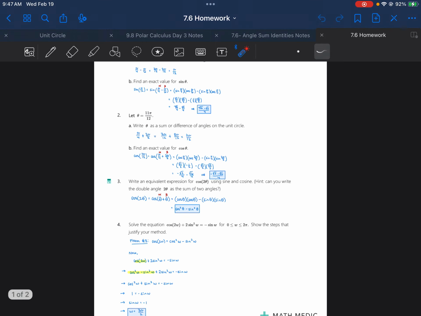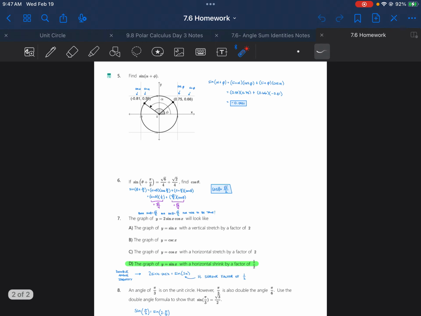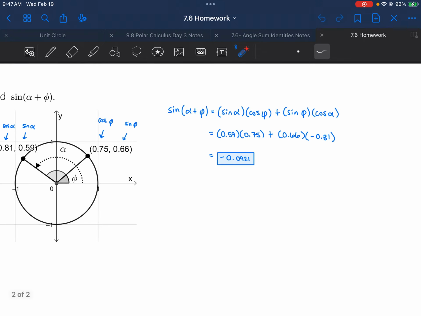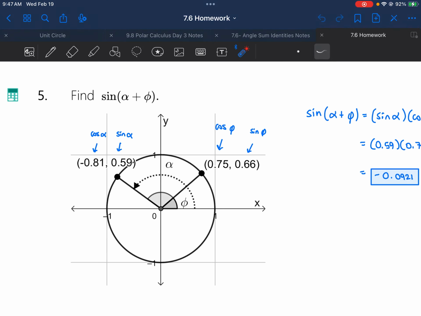All right, that's the front page. Second page. Find sine of alpha plus phi. This is the Greek letter phi. Right, Greek letter phi. This is alpha.